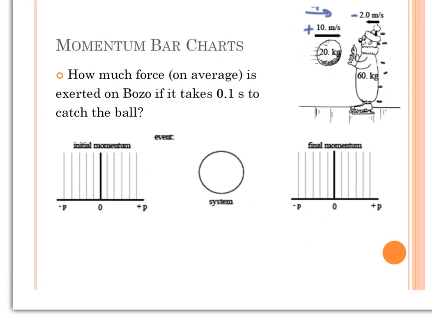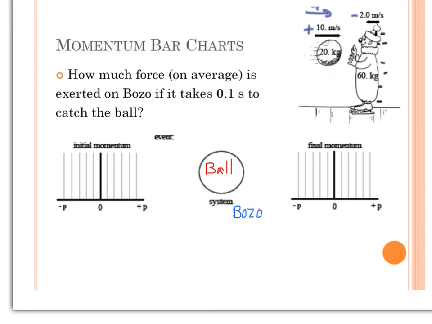Now we're going to look at the same situation, Bozo catching the bowling ball. But now it's asking me how much force is exerted on Bozo if it takes 0.1 seconds to catch the ball. Well, now we're dealing with a situation that's asking about average force and time. Those two variables are involved when we talk about impulse, change in momentum. So in an impulse problem, we're going to think about one object in the system, how about the ball? And one object outside the system. We'll put Bozo outside the system.